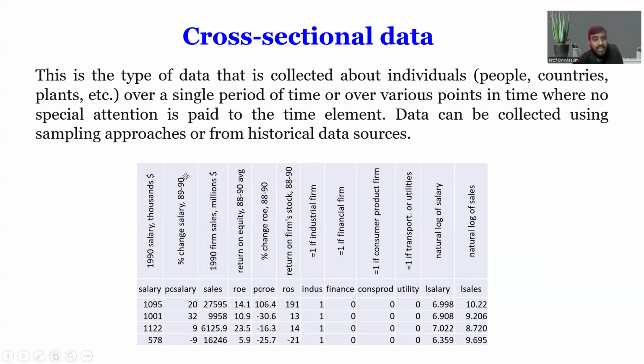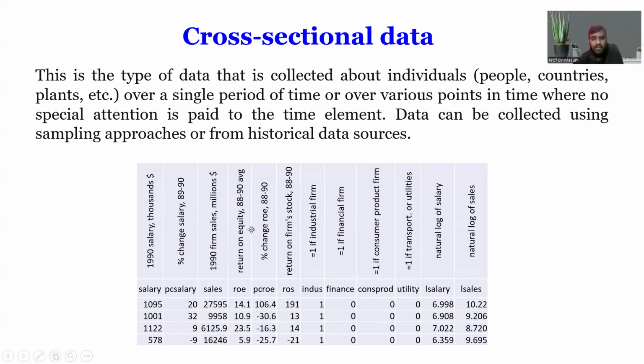Also, we use 89, 90. This means changes. To calculate changes in 90, you need the data from 89. Otherwise, you cannot calculate the change in 1990. So, various points in time where no special attention is paid to the time element. Data can be collected using sampling approaches or from historical data sources.